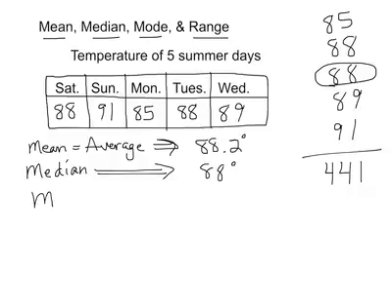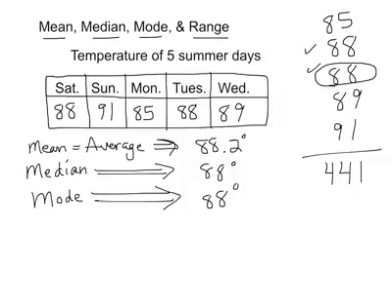Next we'll look at the mode. The mode is the one that occurs the most often, that shows up the most times. In this case we had 2 88s, so that would be 88 degrees. Now here our median and our mode were the same, but that wouldn't always have to happen.